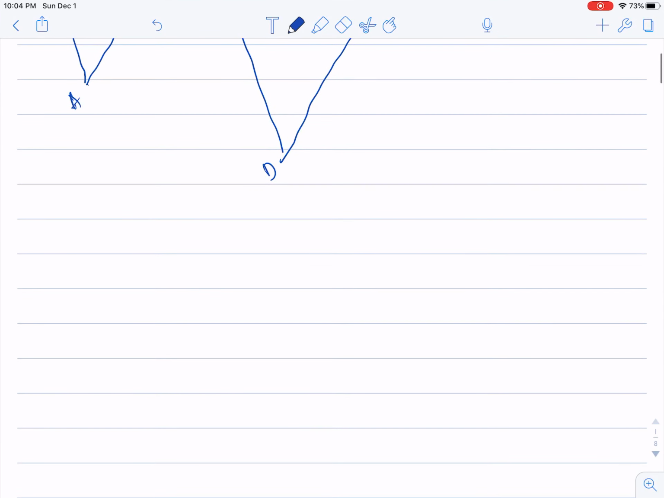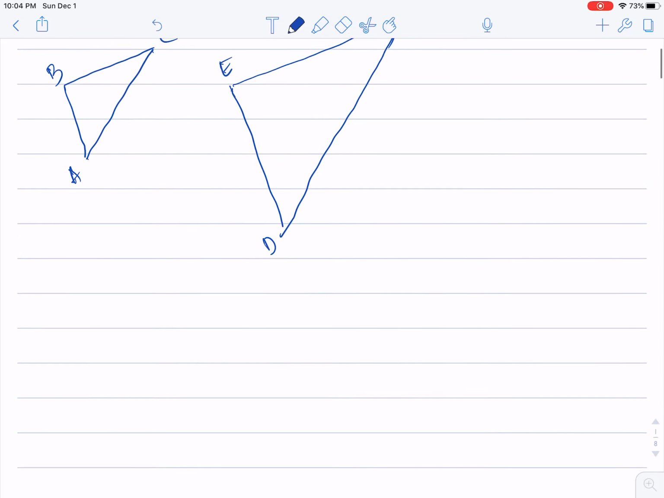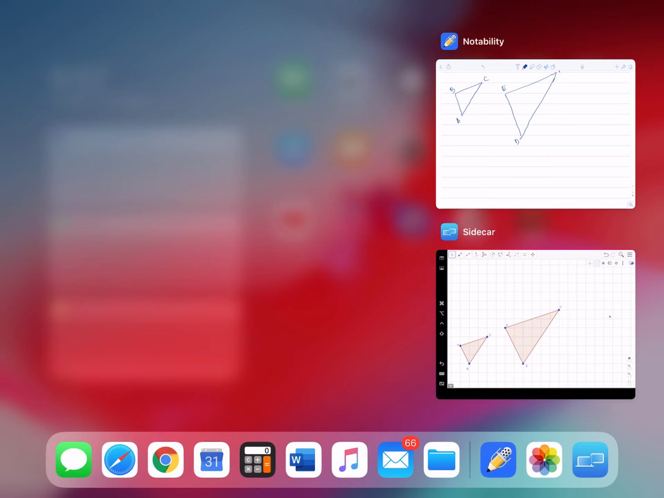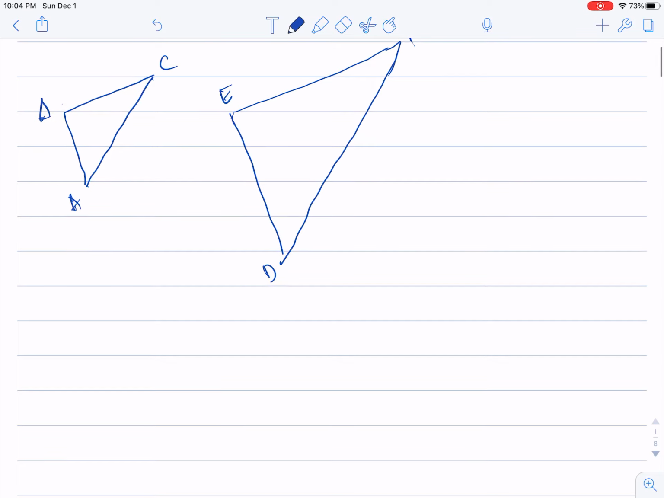So, corresponding sides, pwede natin siguro muna ilagay dito. I think mali yata yung label ko dito. Dapat A, B, C pababa. So, palitan na lang natin. This is A. This is B. And this is D, and this is E.